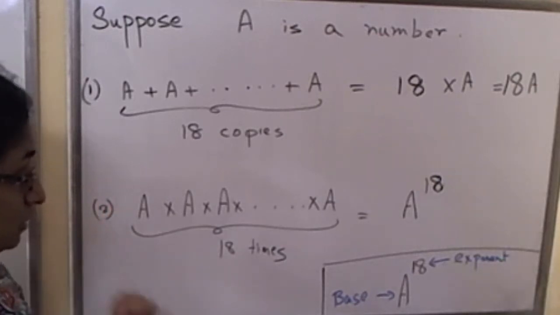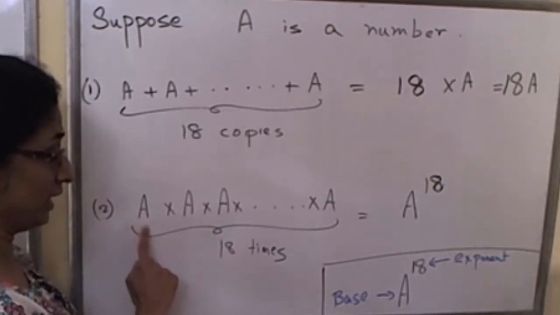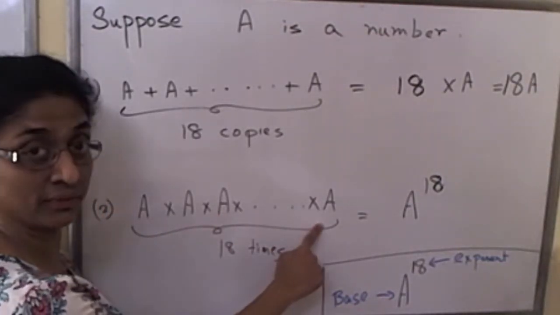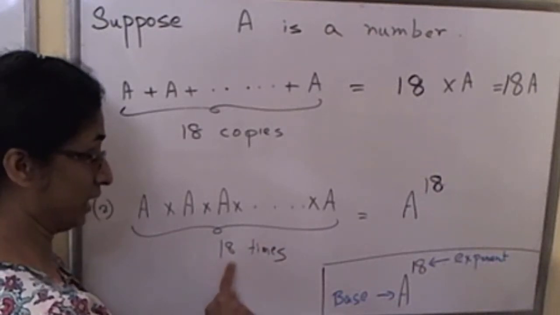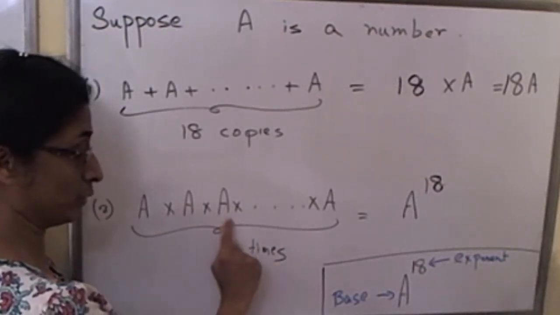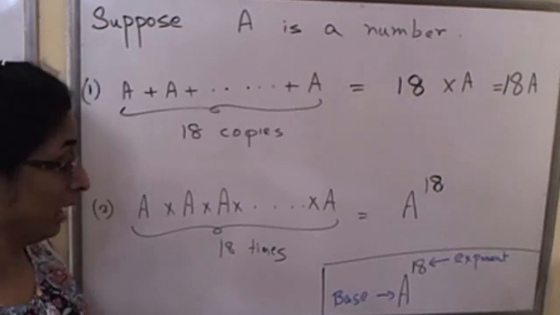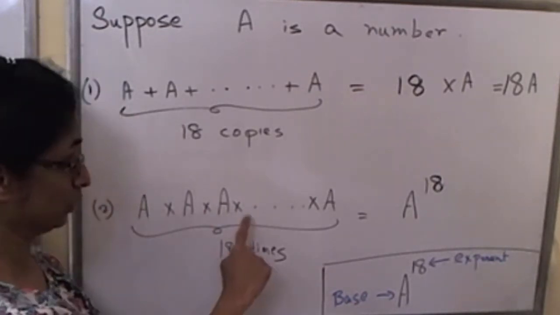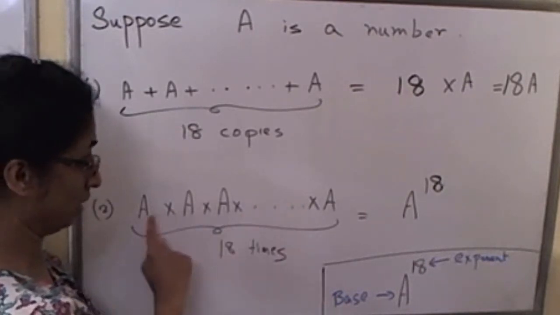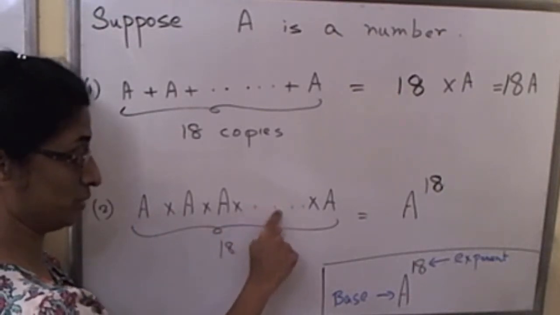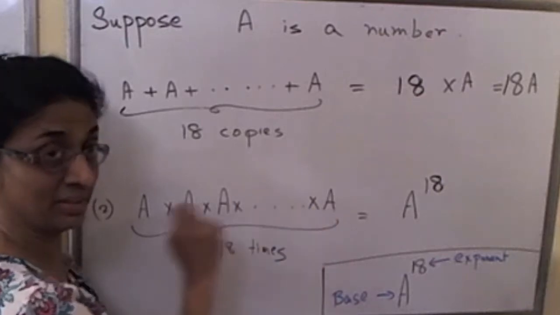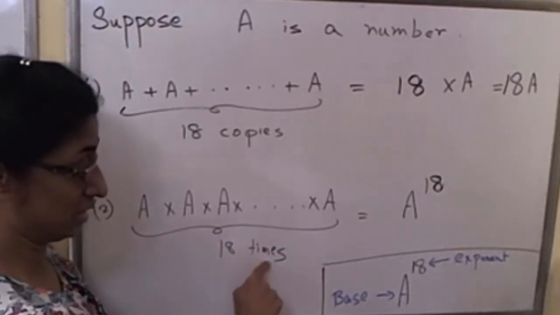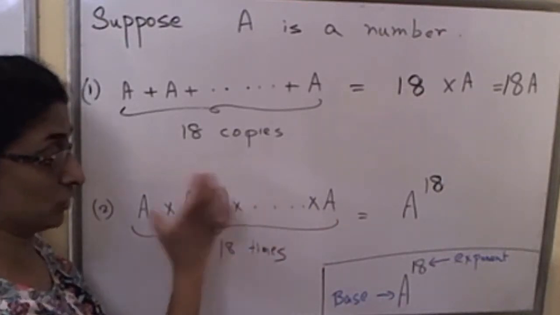Now let's look at this expression. Here I have A multiplied by itself, and I would like 18 of those A's multiplying themselves. As you can see, I do not wish to write all of the A's. So that's why I use this dot dot dot. I write a few of them, put times, put dot dot dot, another times, and then end it with an A. And I write here 18 times. This is a very long expression.